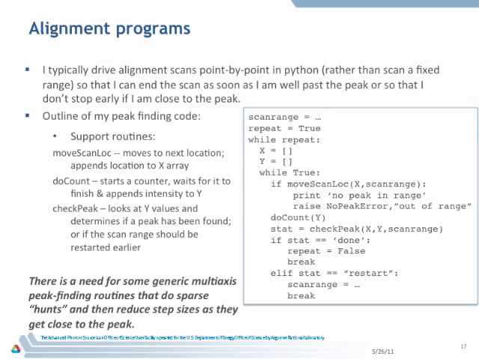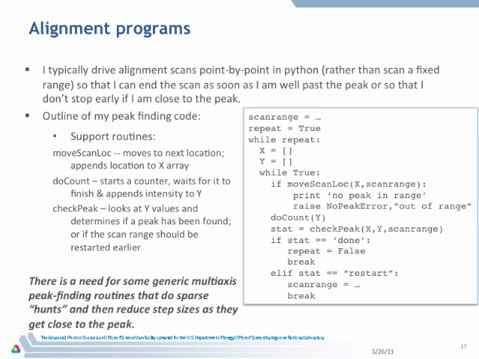Okay. So let's talk a little bit about alignment programs, because that's something that I think a lot of people might want to use Python for. You can use the scan record to tell a motor to advance over some range of steps and come back with a series of counts. You can do that. I used to do that. I don't do that anymore.